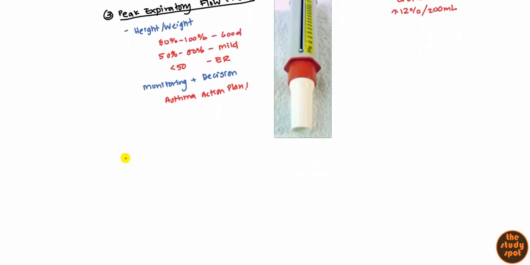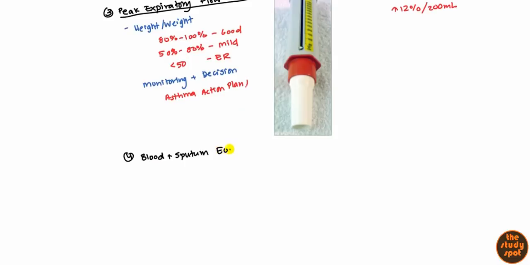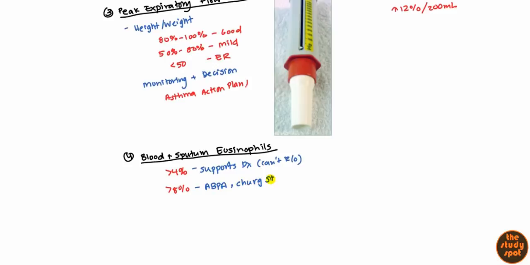Next, you can do blood and sputum eosinophils. Because it's kind of an allergic reaction, eosinophils do tend to be high in the blood and in the sputum. If it's greater than 4%, that supports the diagnosis of asthma, but it can't rule it out because there are also other things that might do that. And if it's greater than 8%, then you do get some differentials. So I'm writing them over here.